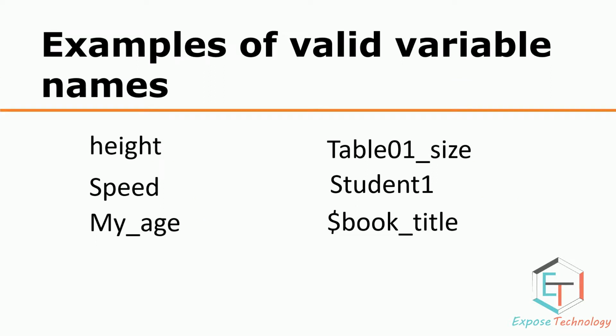Here are some valid examples of variable names, like height, speed, my_age, table_01_size, student, book. Remember, all these variables are following the rules as we have described in the previous slides.